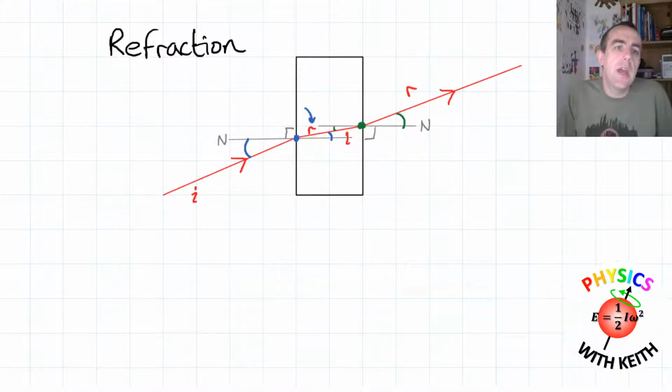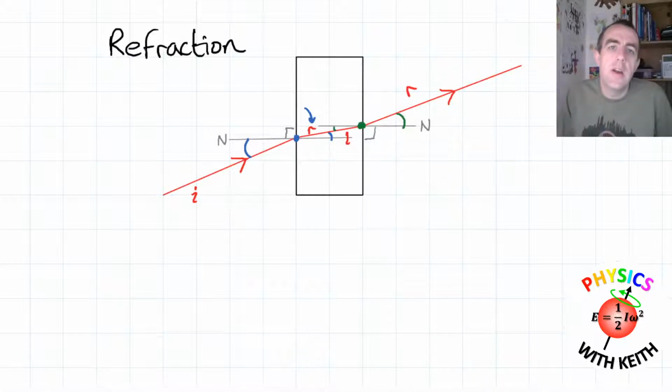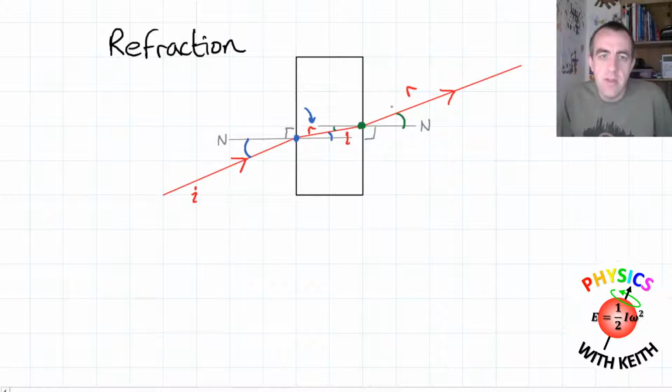So if we are entering a more dense medium, our angle of refraction is less than our angle of incidence. And if we are leaving a more dense medium, or entering a less dense medium, then our angle of refraction is bigger than our angle of incidence. We refract away from the normal.